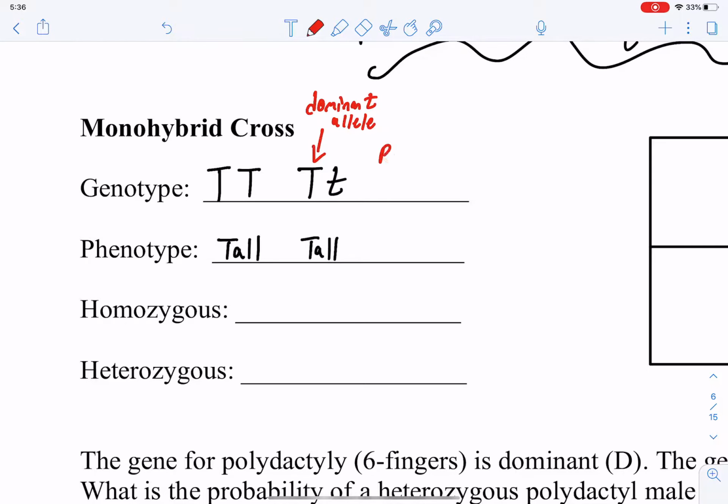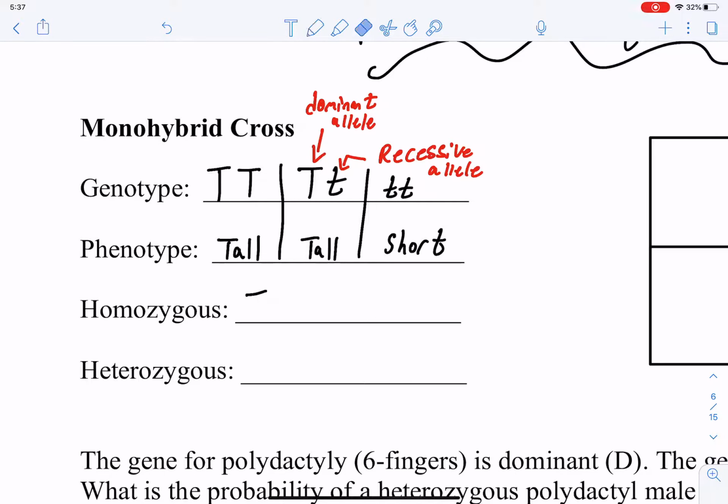The lowercase one is called a recessive allele. And so when we have a genotype of little t, little t, this expresses a phenotype of short. So notice we only ever have the recessive trait expressed when we have both recessive alleles. And that gets into our next point: homozygous versus heterozygous.